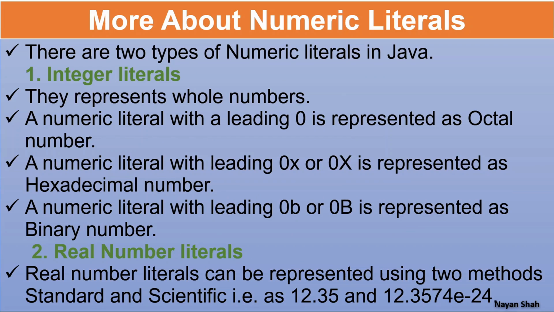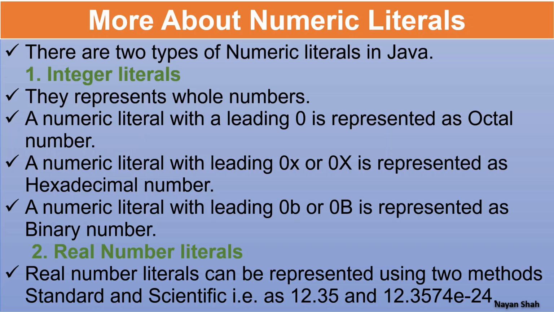Now something in detail about numeric literals, numeric constants. In numeric constants or numeric literals, there are two types of literals, integer literals and real number literals. Integer literal is used to represent whole numbers. While representing whole numbers, we have 4 different number systems: binary, octal, decimal and hexadecimal. So how to differentiate them?